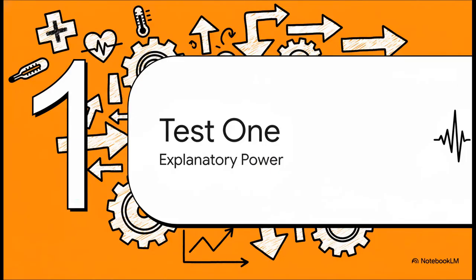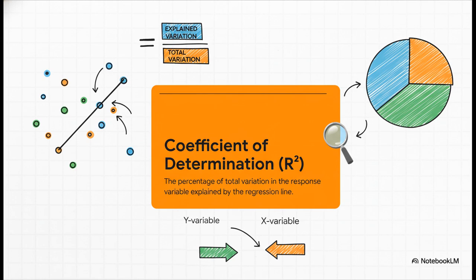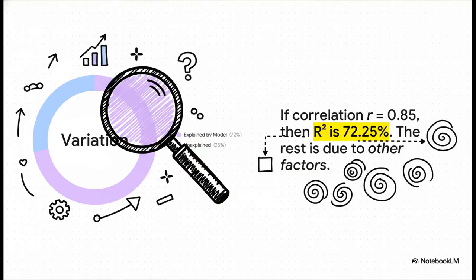Okay, test number 1. Think of this like checking a patient's most basic vital sign. We need to measure the model's overall strength and see how much heavy lifting it's actually doing. This is all about its explanatory power. And the tool we use for this has a fancy name, the coefficient of determination, but you probably know it as R-squared. All it does is answer one simple question. How much of the story in our data does our line actually explain? It's just a percentage that tells us how much of the change in our y variable can be chalked up to our x variable.